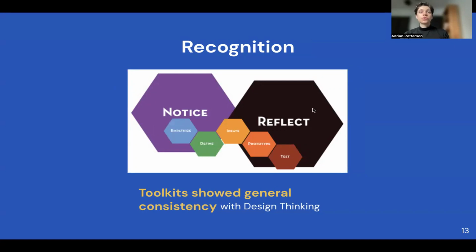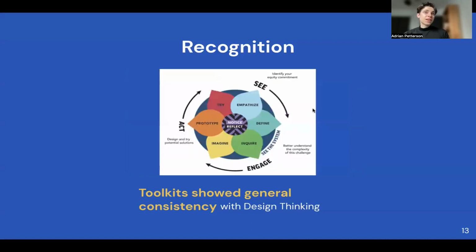Then the Liberatory Design Toolkit's version with the same 5 hexagons and an additional 2, larger in the background. The Liberatory Design Toolkit underwent a redesign more recently, which resembles design thinking less starkly. However, the steps remain the same. Other toolkits mirror design thinking with the intention of empowering non-designers to speak the same language as designers. The Equity-Centered Community Design Toolkit is one such example.